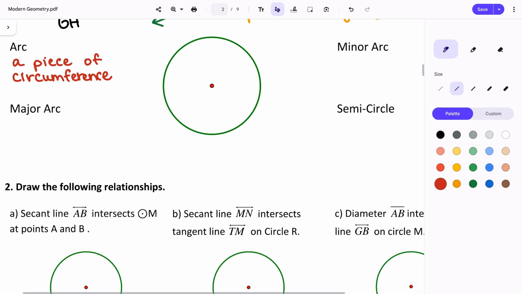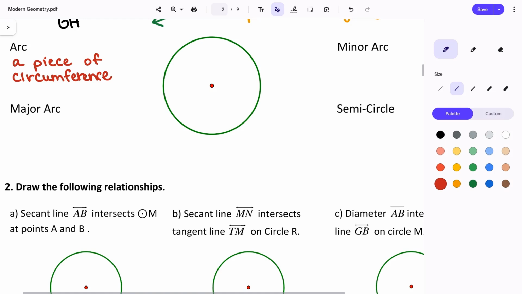Now with that, there are different types of arcs. We have something called a major arc, we have a minor arc, and we have something called a semicircle. We probably already know what a semicircle is. At least we know what it looks like because we've seen them before when we were dealing with area and circumference and all that. But the minor and major arcs are new to us. So let's talk about what they are.